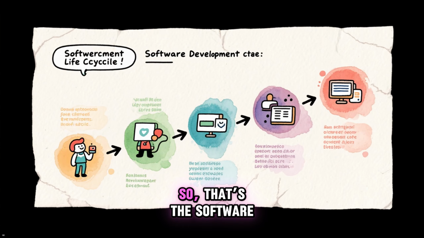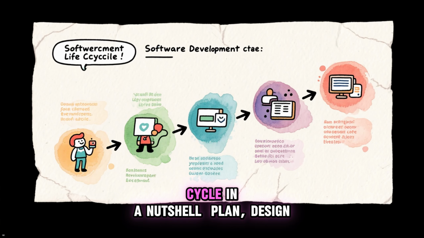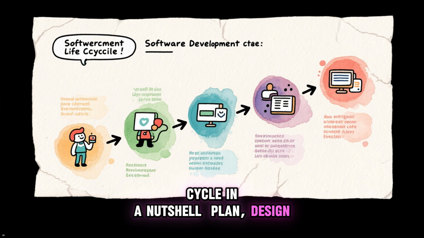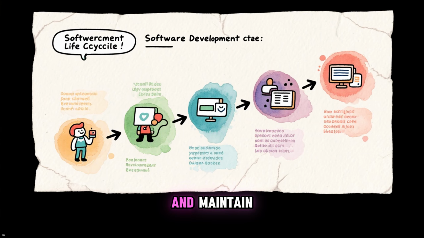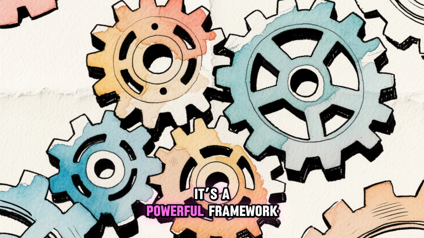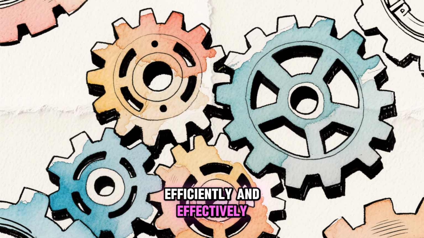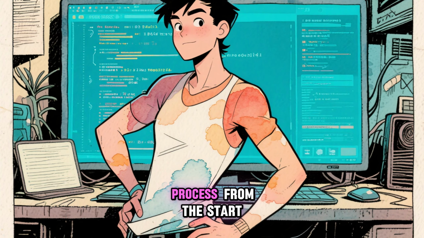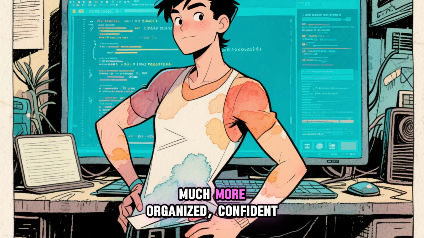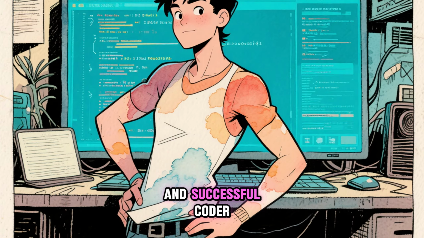So, that's the software development lifecycle in a nutshell. Plan, design, build, test, release, and maintain. It's a powerful framework that helps us create high-quality software efficiently and effectively. And trust me, understanding this process from the start will make you a much more organized, confident, and successful coder.